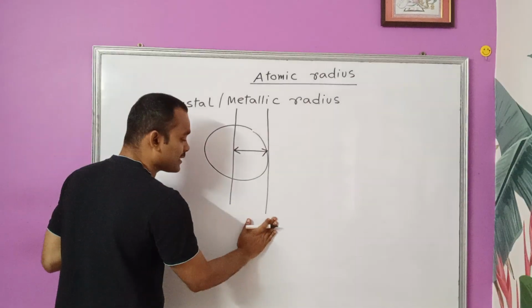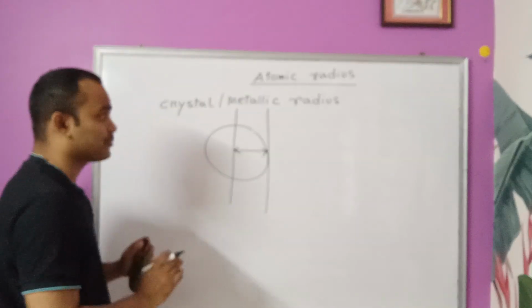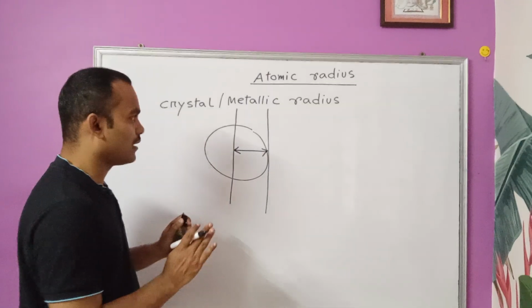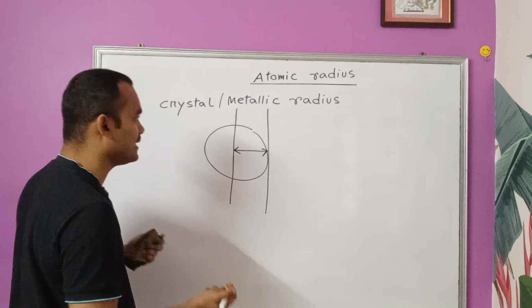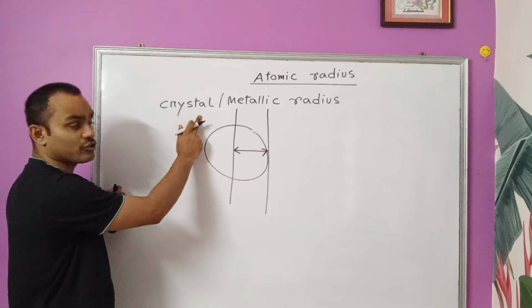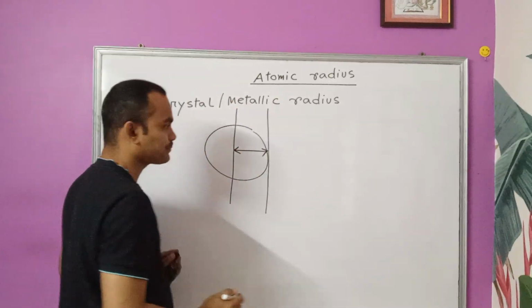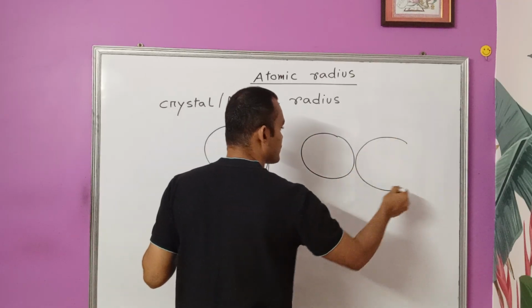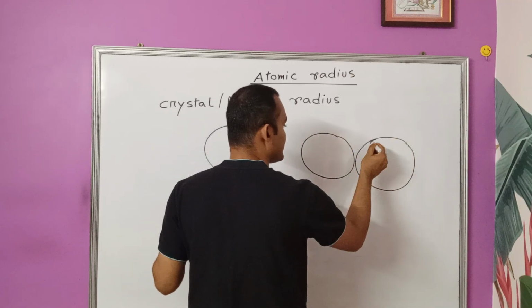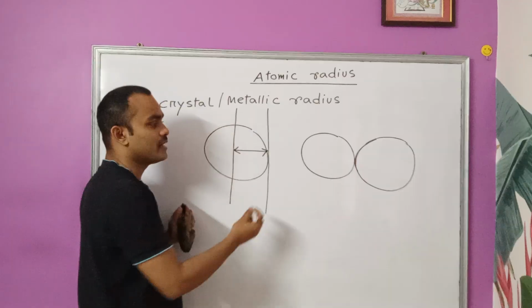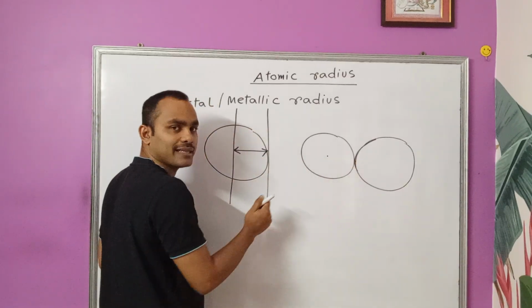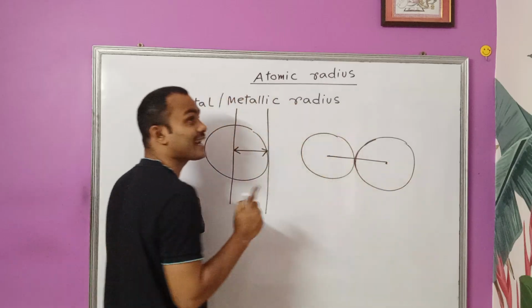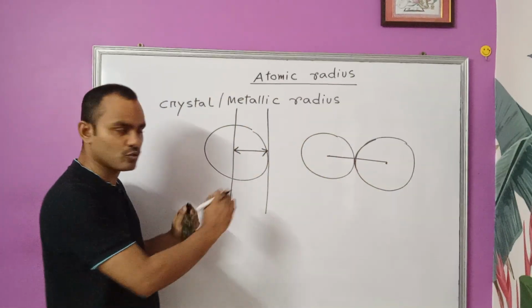For calculation of this atomic radius, we have to take one metal crystal. This concept is basically for the metal crystal, which is why it is also called crystal radius or metallic radius. In a metal, many atoms are combined this way. This is one atom and this is another atom, this is the nucleus of this atom and this is the nucleus of the other. This distance is called the internuclear distance between the two metal atoms.